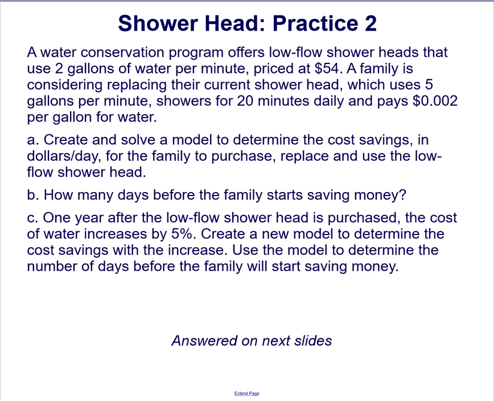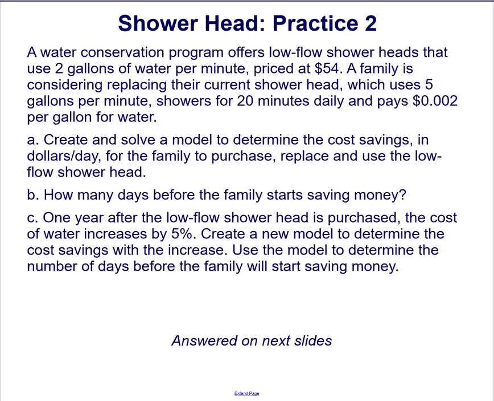Here's our second practice scenario. This one deals with shower heads. A water conservation program offers low flow shower heads that use 2 gallons of water per minute, priced at $54. A family is considering replacing their current shower head, which uses 5 gallons per minute. They shower for 20 minutes daily, and pay $0.002 per gallon for water.